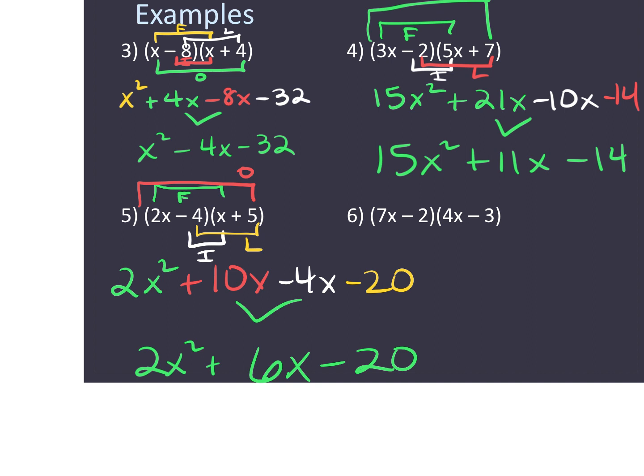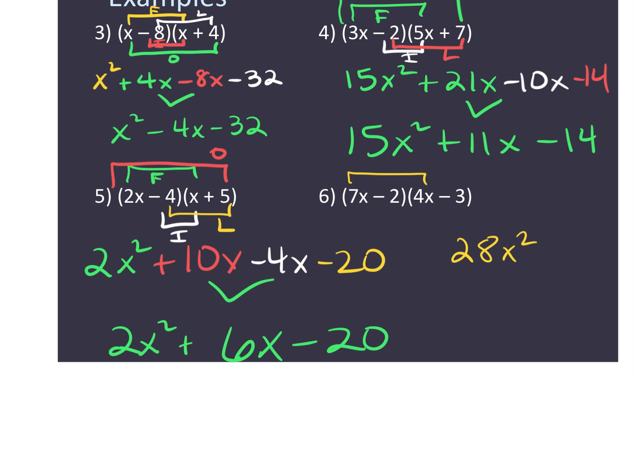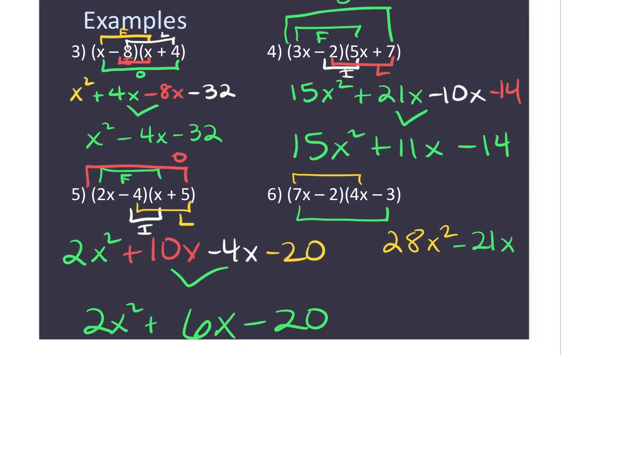Let's try number 6. Again, same thing. 7x times 4x is 28x squared. And then 7x times negative 3 is negative 21x. And then the inside, negative 2 times positive 4, negative 8x. And then finally last, negative 2 times negative 3, positive 6.